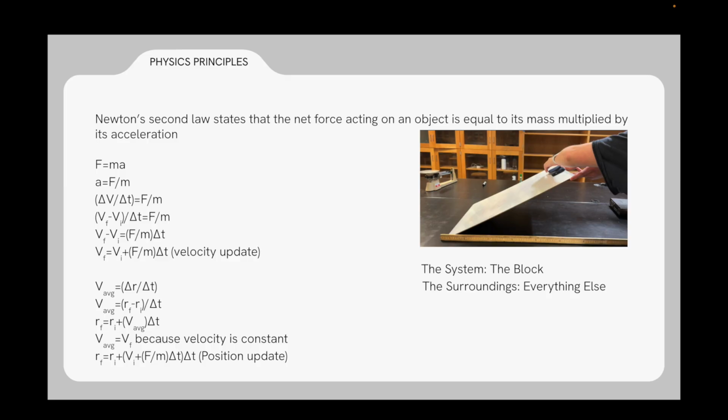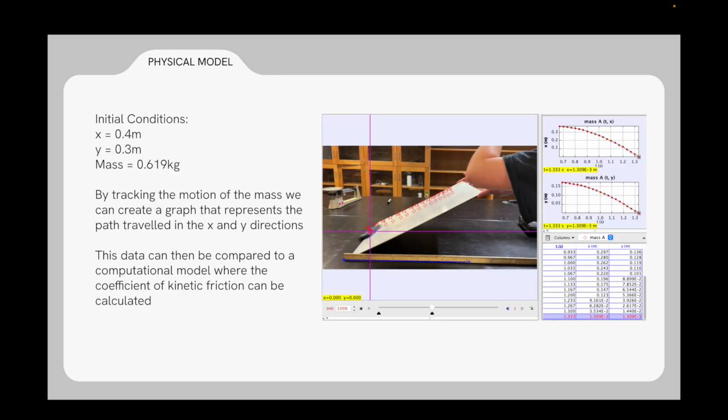Physics principles. Newton's second law states that the net force acting on an object is equal to its mass multiplied by its acceleration. We can use the equation F equals ma to derive the velocity update formula and the position update formula. In this specific scenario, as you can see, we slid a block down a whiteboard. The system is the block and the surroundings is everything else.